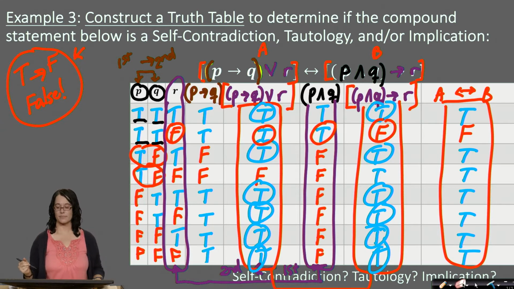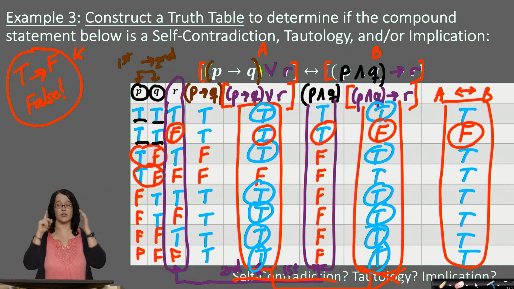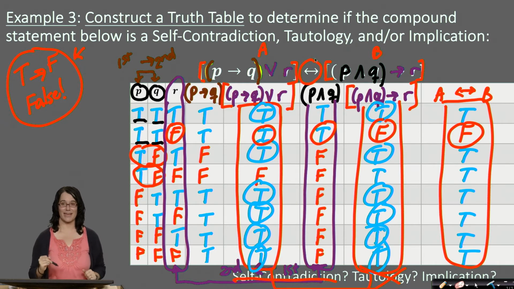6 T's. Okay, so to answer their final question, was this statement a self-contradiction? No, it definitely was not always false. Was this statement a tautology? Almost, right? If the second row hadn't been a falsehood, this would have been a tautology. So not quite. Could this have been an implication? Well, even if it was a tautology, it couldn't have been an implication because it's not an if-then statement. It was an if and only if biconditional.